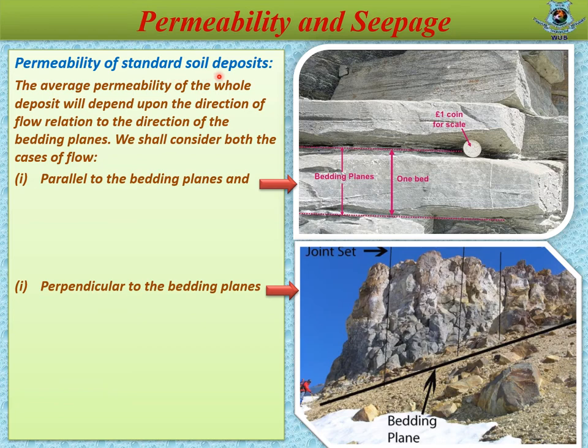Permeability of standard soil deposits. The average permeability of the whole deposit will depend upon the direction of flow relation to the direction of the bedding planes. We shall consider both the cases of flow. Number 1, parallel to the bedding planes. Here, all deposits are parallel to the earth plane. And number 2, perpendicular to the bedding planes. Here, all deposits are perpendicular to the earth plane.